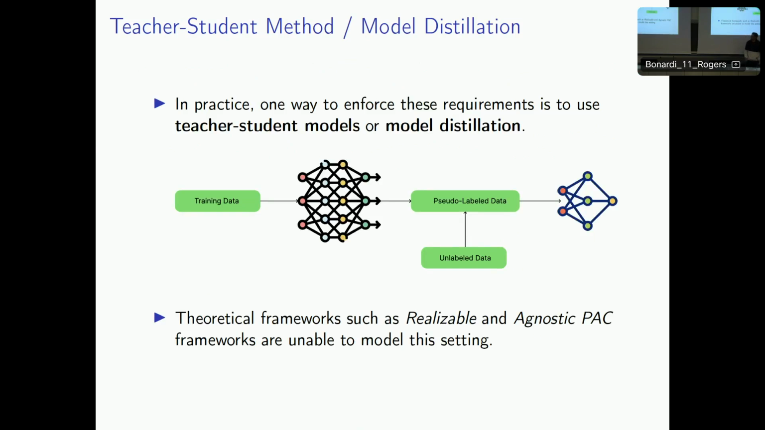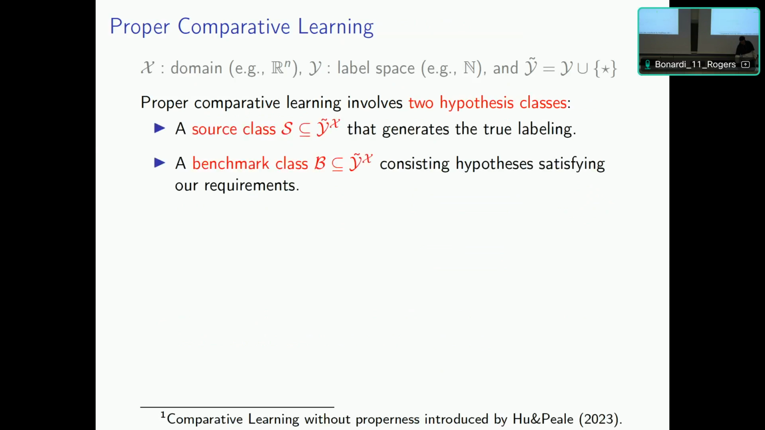However, current theoretical frameworks such as realizable or agnostic model don't really capture this scenario. So that's why here we want to introduce a new PAC type framework that can model this. We call it proper comparative learning, which is a modification of general comparative learning, which was introduced by Hu and Peale in 2023.